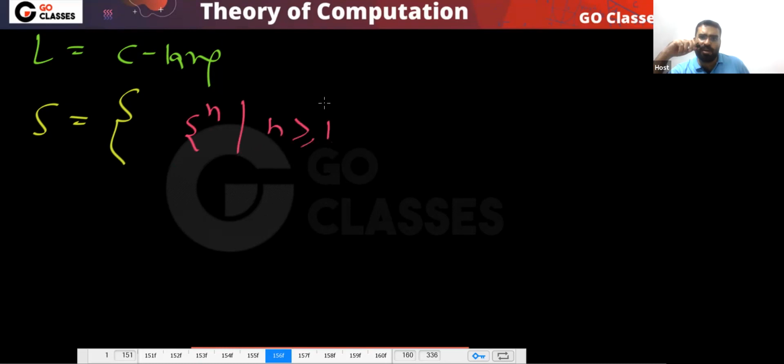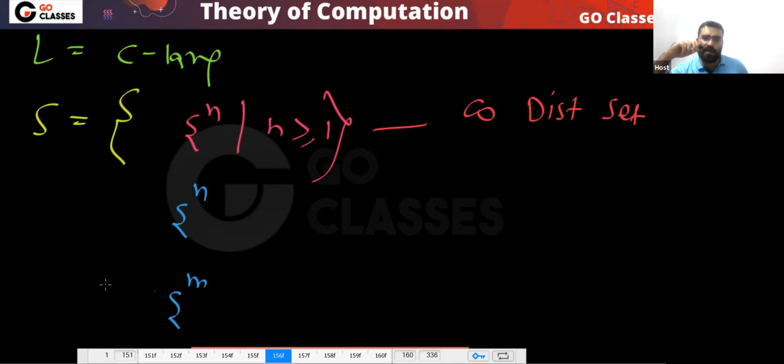Your language is C language. Now, for the C language, look at this set. This is your set, N is greater than or equal to 1. Can I prove that this is an infinite distinguishable set? And you can very easily prove it. What will you do? Okay, this power N, this power M. If M is not equal to N, then who is going to distinguish them?